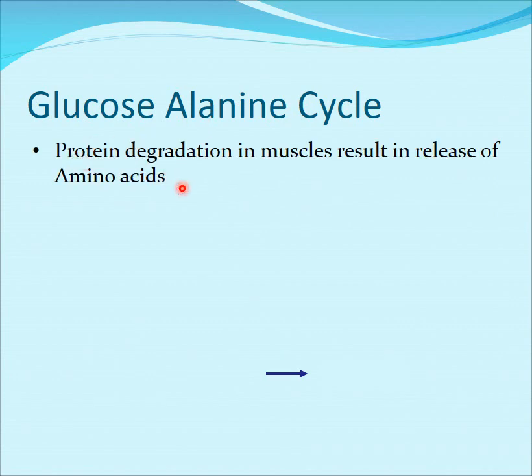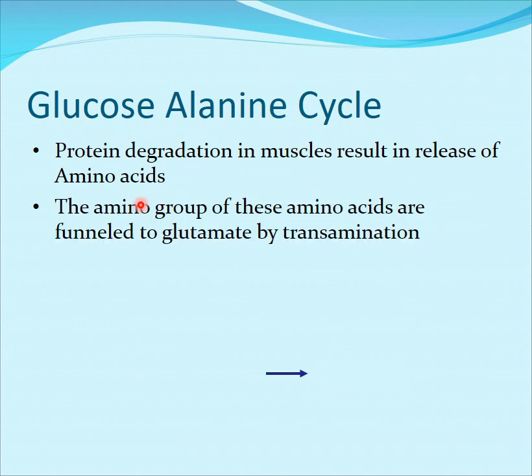First, protein degradation in the muscle when there is exercise or any movement of muscle. In fact, even in the static state there will be degradation of muscle proteins. So protein degradation in muscles results in the release of different amino acids. In general, the amino group of these amino acids will be funneled into glutamate by transamination. Here it is not safe to transport glutamate from muscle into the liver.